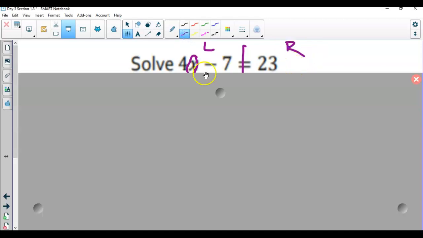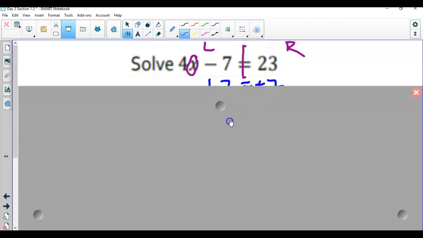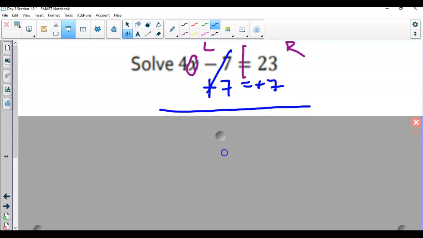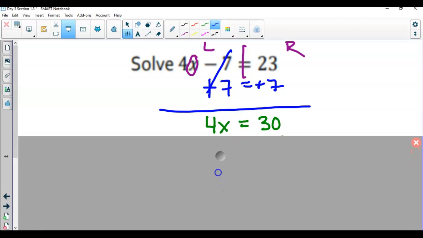So if I was in class, I'd say, well, what do we want to get rid of first? The 4 or the negative 7? We want to get rid of that minus 7, so we need to bring it to the other side of the equal sign. Whenever we bring things to the opposite side, we do the opposite operation. So we're going to add 7 to both sides. That cancels out here, and we're left with 4x on the left side, and 23 plus 7 on the right side, which gives us 4x equals 30.